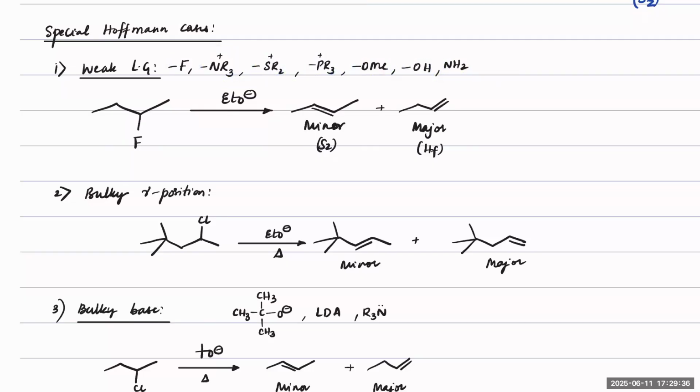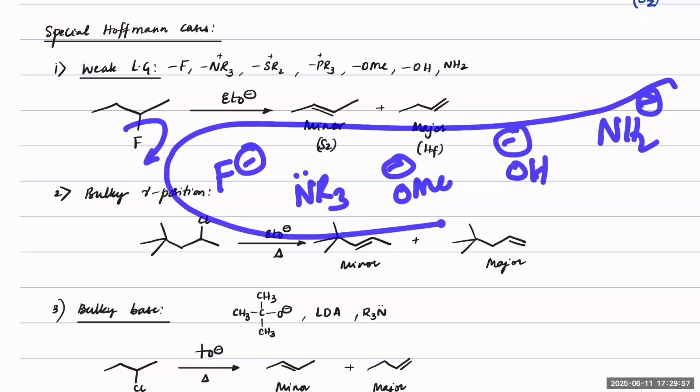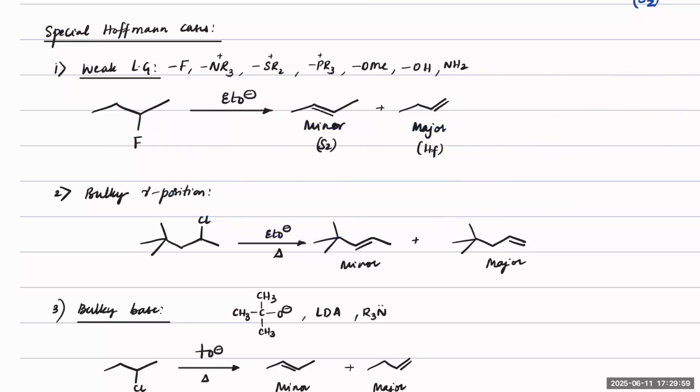Got it? You cannot remove them easily, because they will end up becoming a strong base as soon as they leave. If you remove it from here, F minus is a strong base. NR3, a strong base. OMe minus, a strong base. OH minus, a strong base. NH2 minus, a very strong base. Can you notice that? So after removal, they become a strong base, which means it is not possible to generate that kind of strong base here.